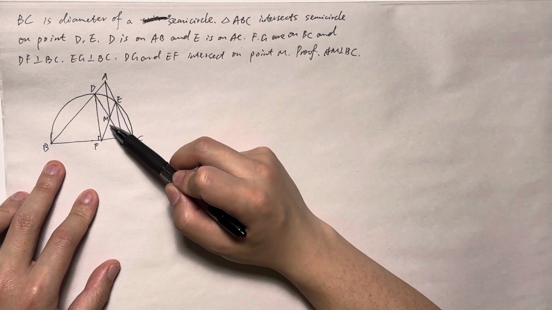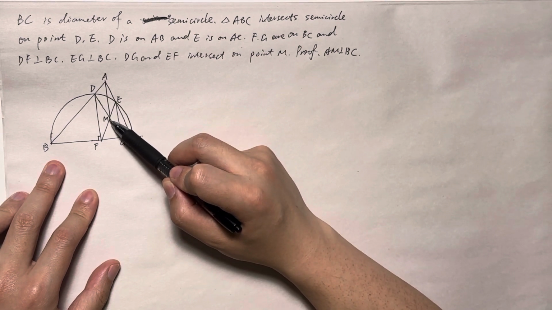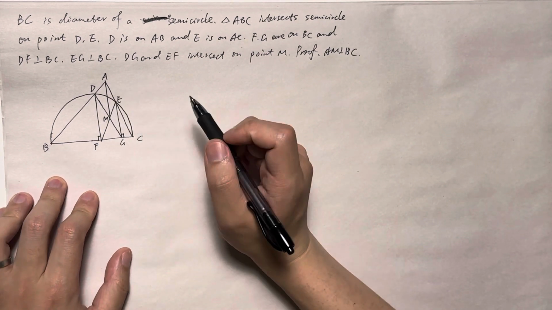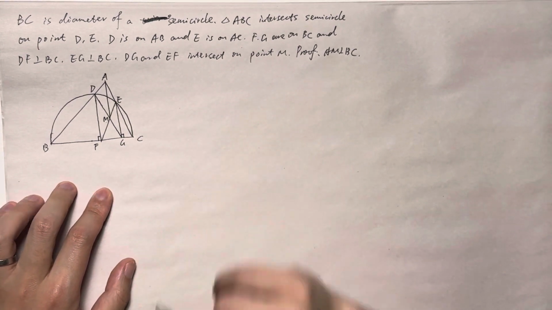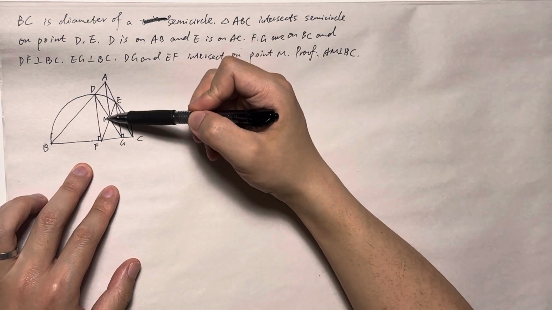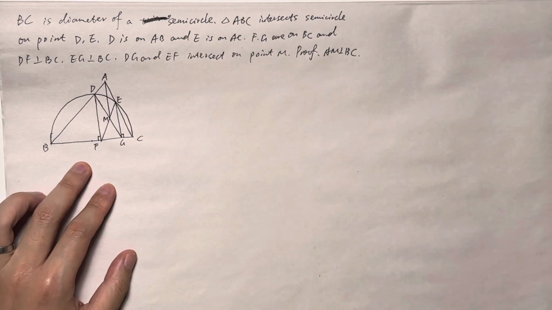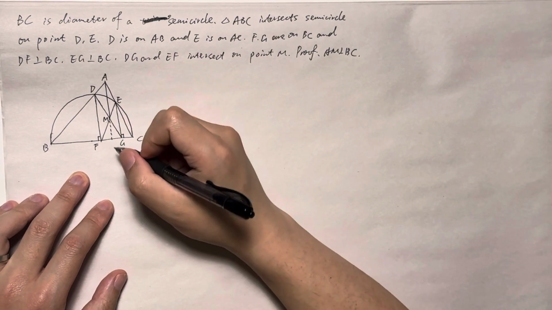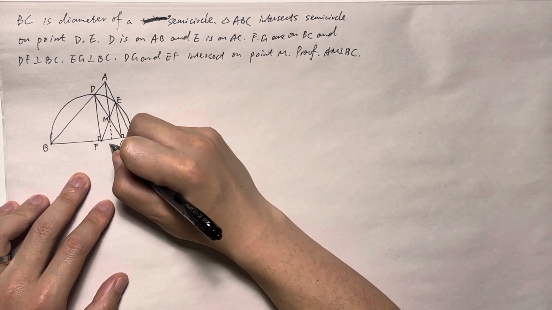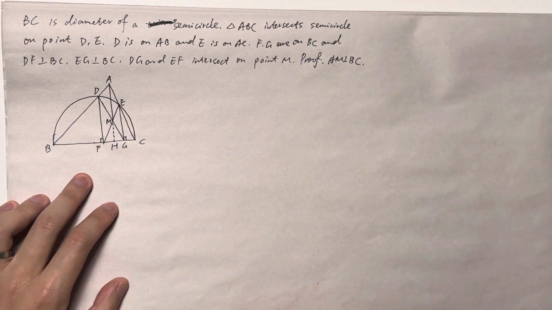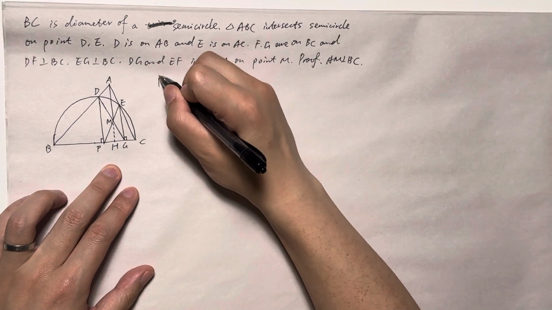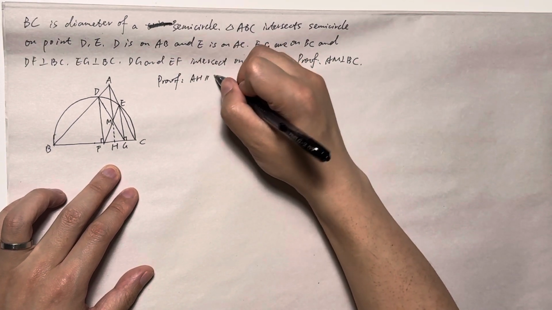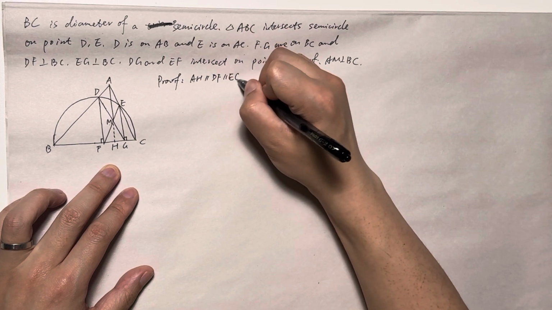DG and EF intersect at point M. Prove AM is perpendicular to BC, which means we want to prove that AM is parallel to DF and EG. So we can just extend AM to intersect BC at point H. Basically, we want to prove AH is parallel to DF, which is parallel to EG.